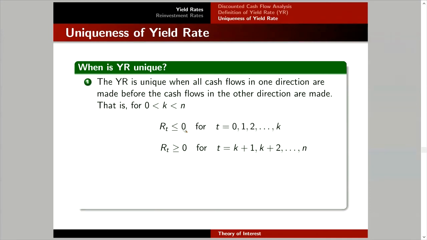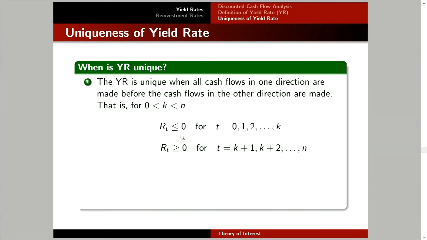After k, and for the rest of the life of the fund, positive na ang R sub t, or equal to 0. Ibig sabihin ng equal to 0, hindi nag-withdraw si investor. Okay? Pero pag greater than 0, ibig sabihin may pumasok na pera kay investor, nag-withdraw na siya from the investment fund.